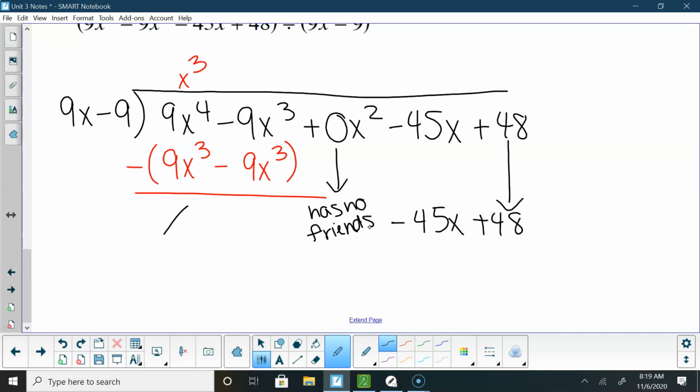He has no friends. All right? So I get to skip all the way over to here. What do I need to multiply 9x by to get it to be negative 45x? Yeah, negative 5. So I'm going to put a negative 5 right here.